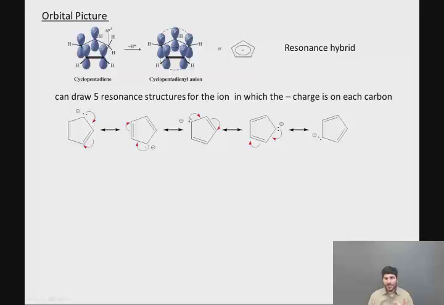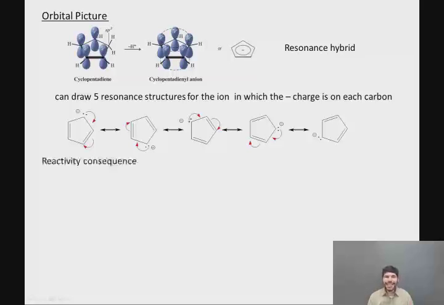Just like we have a structure for benzene where you put a circle in the middle of the 6-membered ring, you can put a circle in the middle of the 5-membered ring for the cyclopentadienyl anion. You just have to put a negative charge in the center to show that it is an anion.